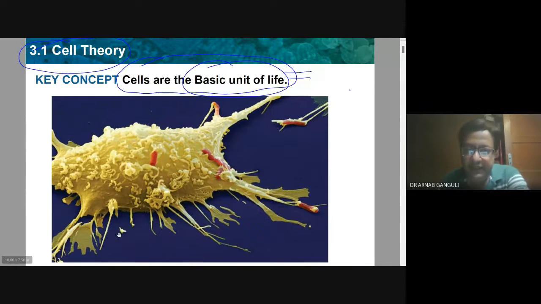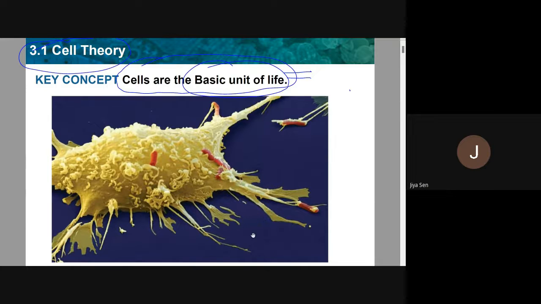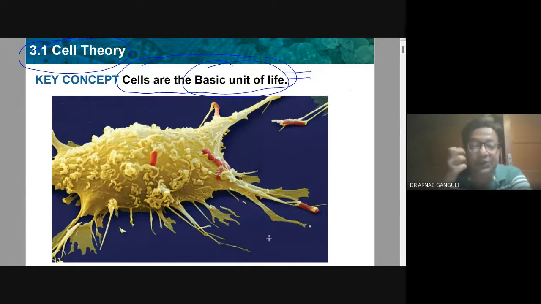And this is an electron microscope picture. This is an amoeba. Can you see these little pseudopodia coming out from the amoeba? These little arms are pseudopodia. Normally you see them in a textbook diagram, but this is how they look. These arms are coming out. This is the basic unit of life, one cell.